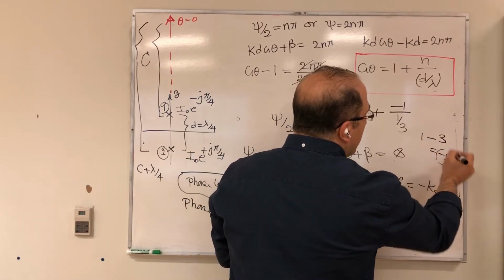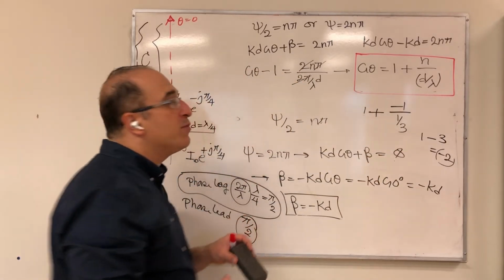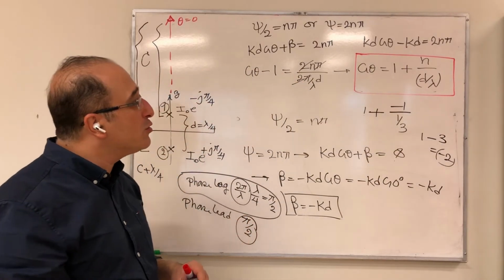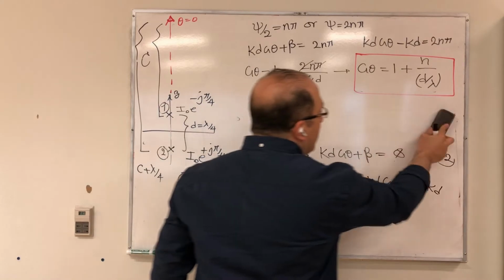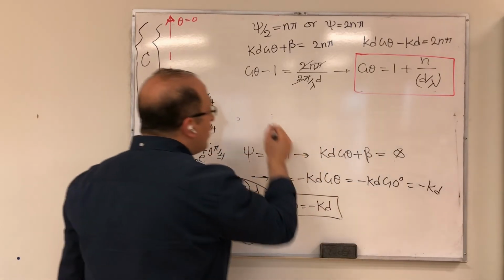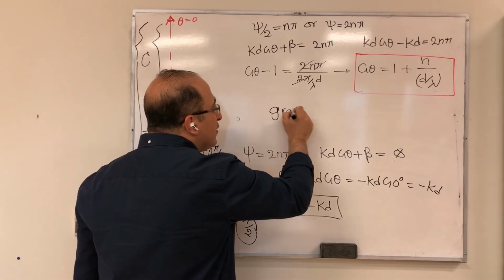And then this becomes minus 2. And of course, cos theta cannot be equal to minus 2. So there is no solution.